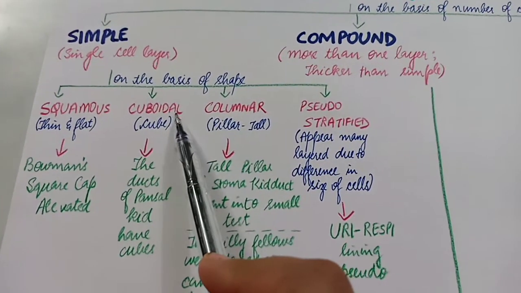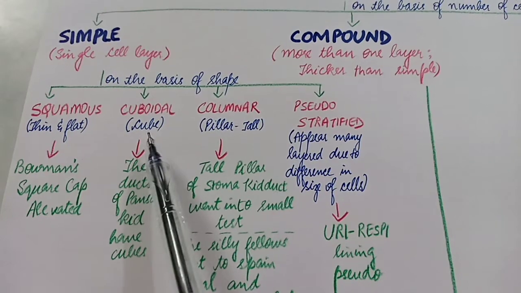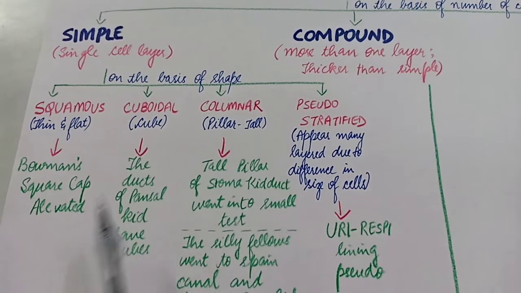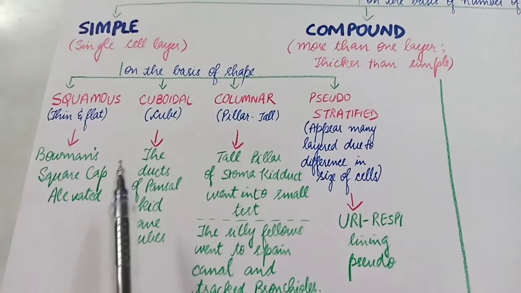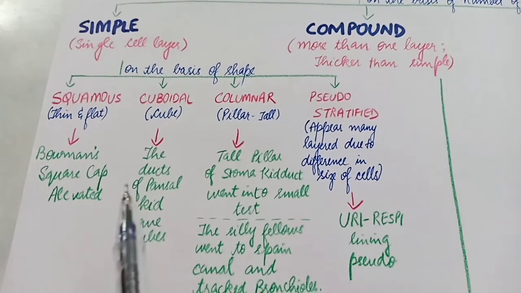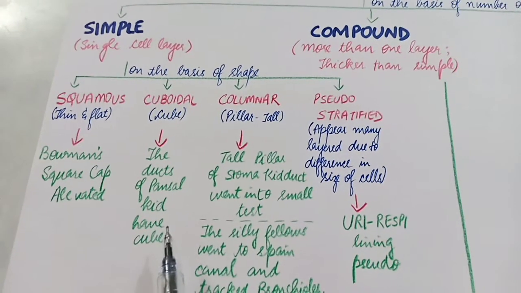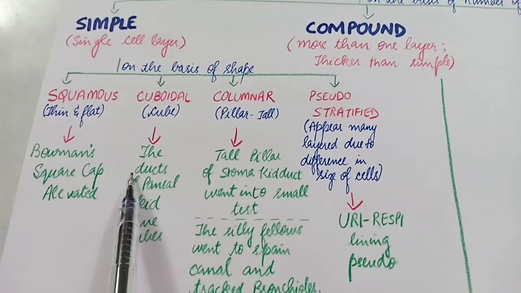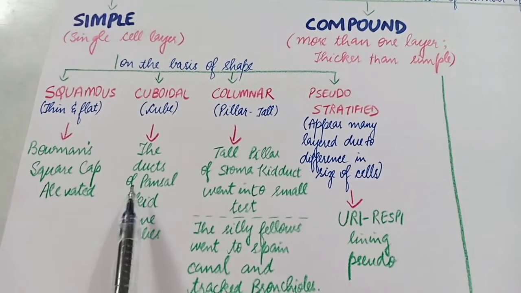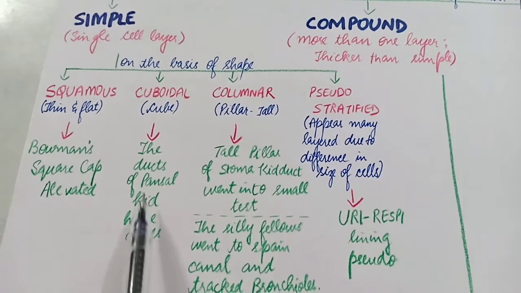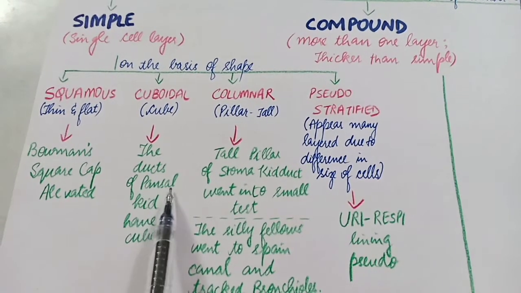Second, we come over to cuboidal. As the name suggests, the shape will be cubes. That means the cells are in the shape of cube. So the short form is: the ducts of Pansel kid have cubes. Now this cuboidal simple epithelial is present in the lining of salivary ducts, pancreatic ducts and kidney ducts. That is why I have used the word ducts in common. The ducts of, that means further whatever I'm going to tell you will include only ducts.